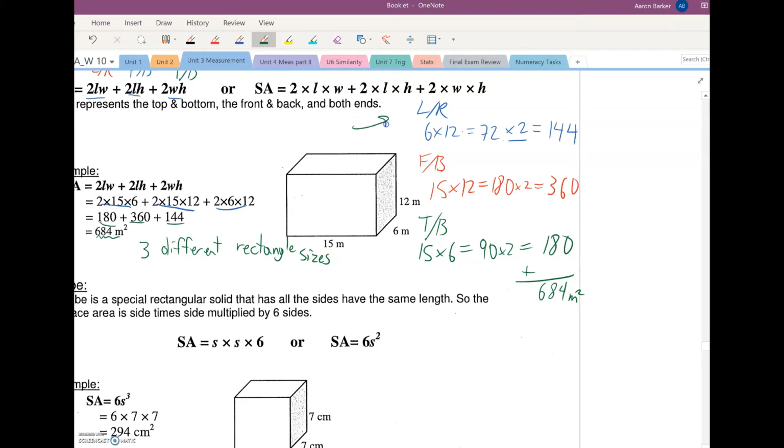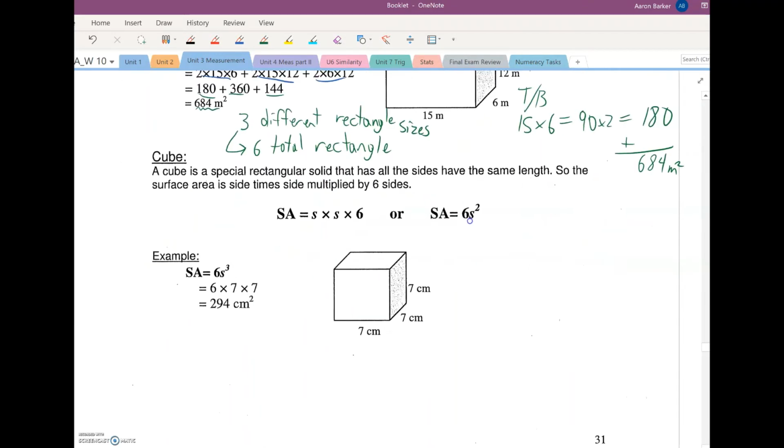And that's where I have the blue, the red, and the green. But altogether, there are 6 total rectangles. And then when you add them up, you're going to find all the surface area of 6 rectangles.